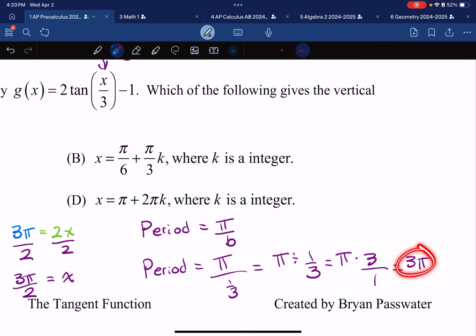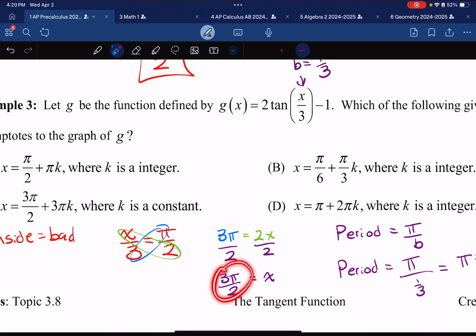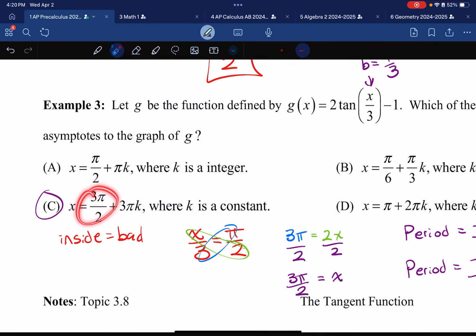Look at this. Half of 3 pi is 3 pi over 2. So you can do it that way as well. I don't know which way you prefer, but I would assume it's the way I did it the first way.